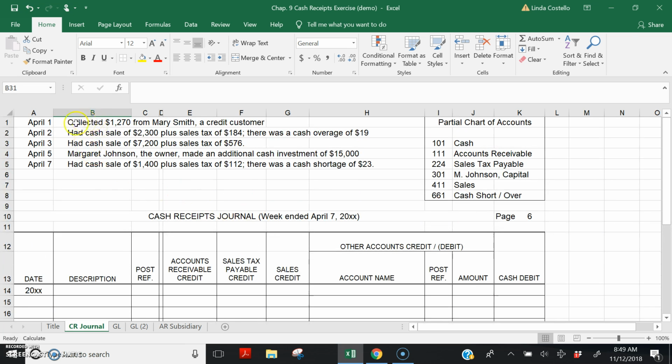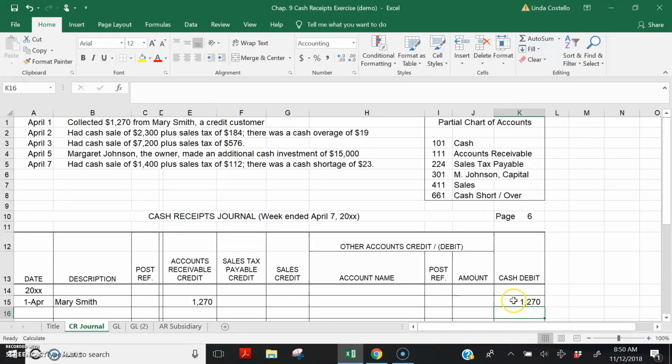On April 1st, we collected $1,270 from Mary Smith, a credit customer. This transaction requires a debit to cash and a credit to accounts receivable. We can easily record that transaction on the Cash Receipts Journal. Date, April 1st. Description, Mary Smith. Accounts receivable credit, $1,270. Cash debit, $1,270.